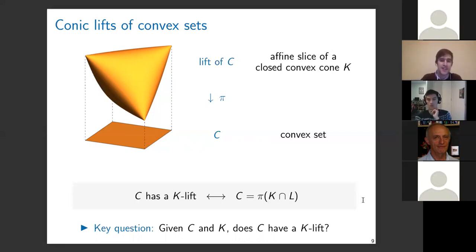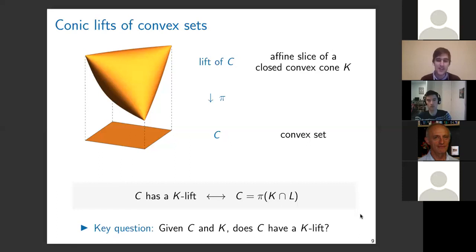Okay, and again, we're going to say that C has a K lift, where K is the cone and C is the object downstairs, means the same as I can write C in this form as the projection of the intersection of my fixed cone K with some affine space. So the two things you get to play with here are the affine space L and the projection pi. And then the kind of fundamental question that you can play over and over again for your favorite sets is, okay, given a convex set C downstairs and a cone K that I know how to optimize over, you can ask, does C have a K lift? Okay, it turns out that we know lots of interesting examples.